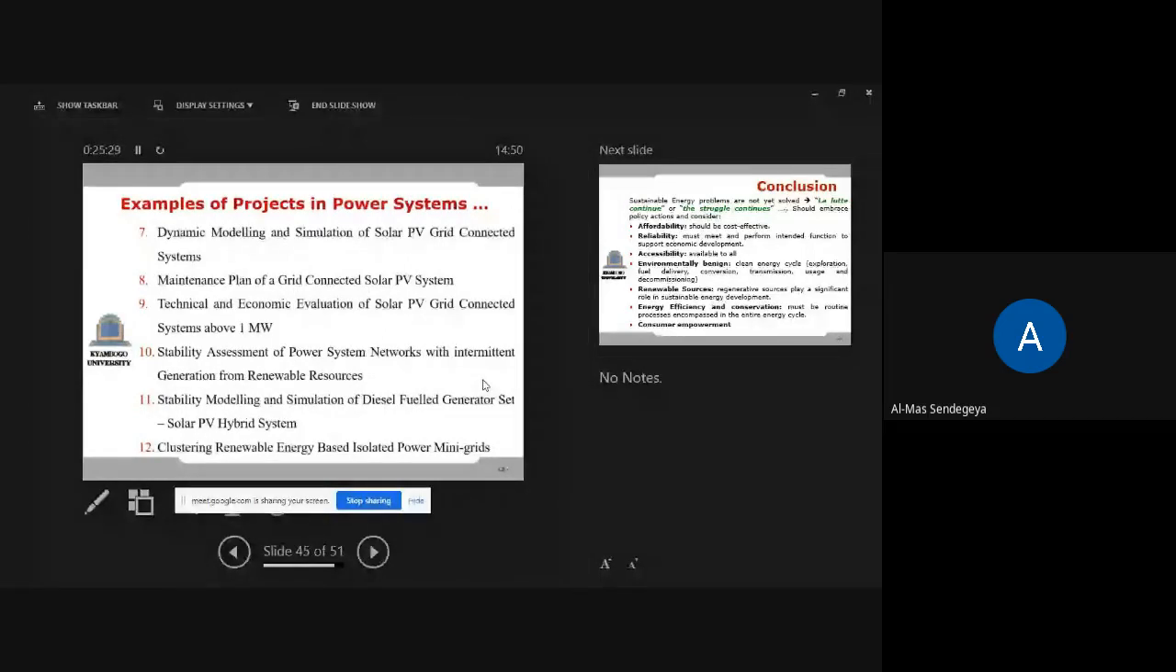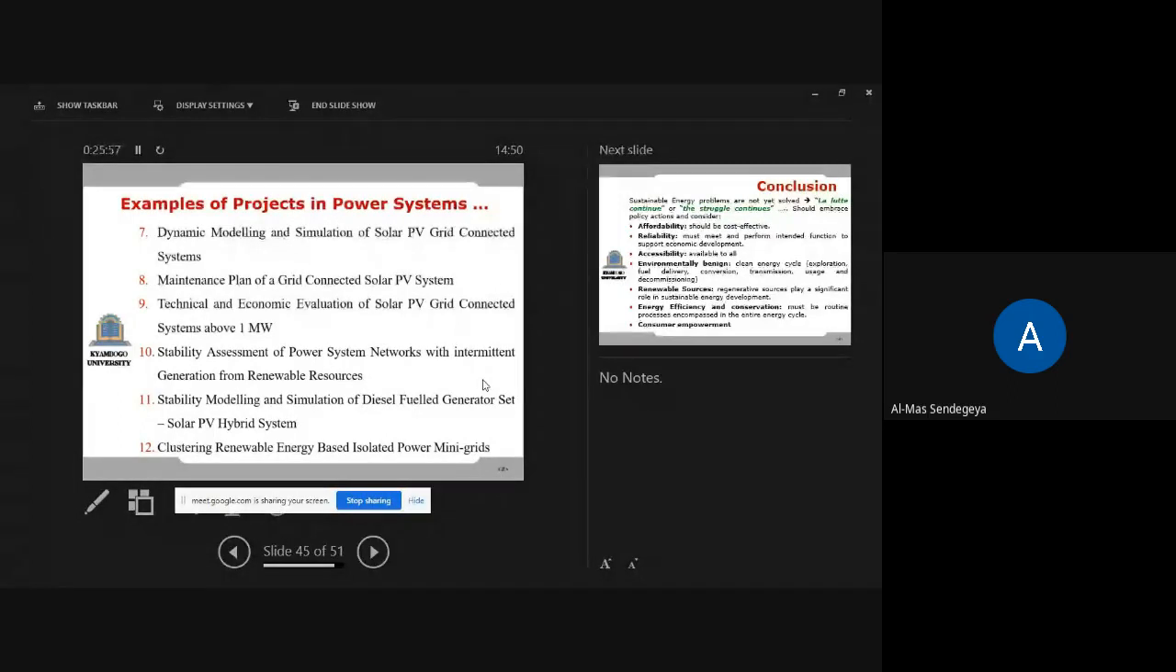Number 9 is very important. A lot of grid-connected PV systems are coming up in Uganda. Most of the technical and economic assessments are based on consultants' findings. But no one has done a detailed technical and economic analysis after implementing them. The current operation is based on the consultant's work.